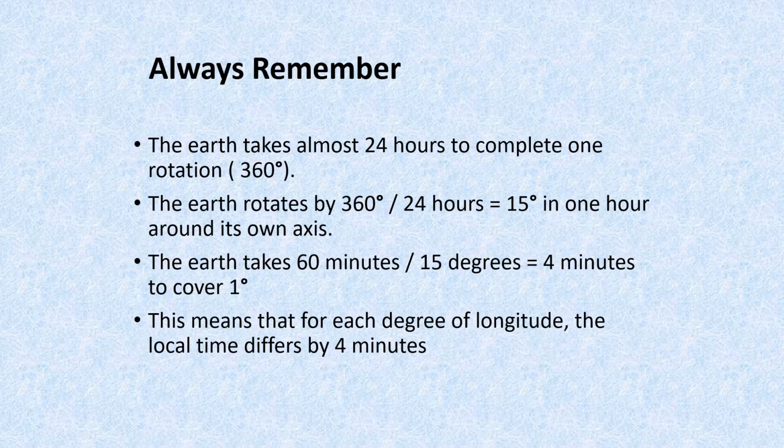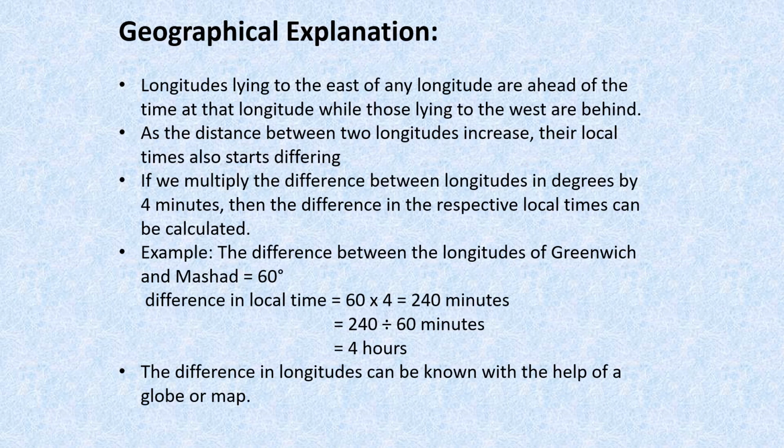Student, always remember the Earth takes almost 24 hours to complete one rotation, that is 360 degrees. The Earth rotates by 360 degrees in 24 hours, which means 15 degrees in one hour around its own axis. The Earth takes 60 minutes to cover 15 degrees. This means 4 minutes to cover 1 degree. This means that for each degree of longitude, the local time differs by 4 minutes. Okay? Remember this.